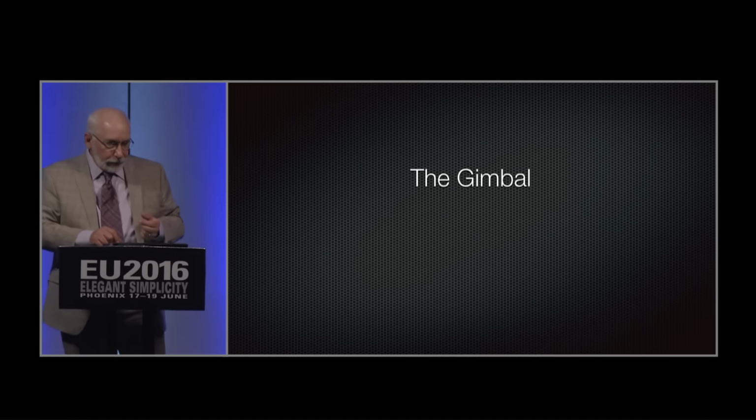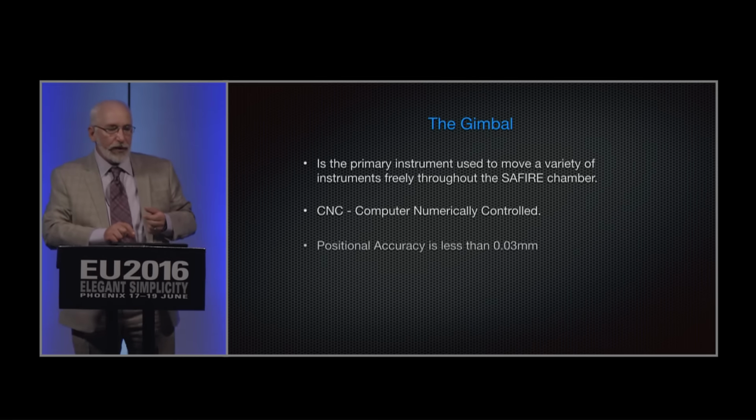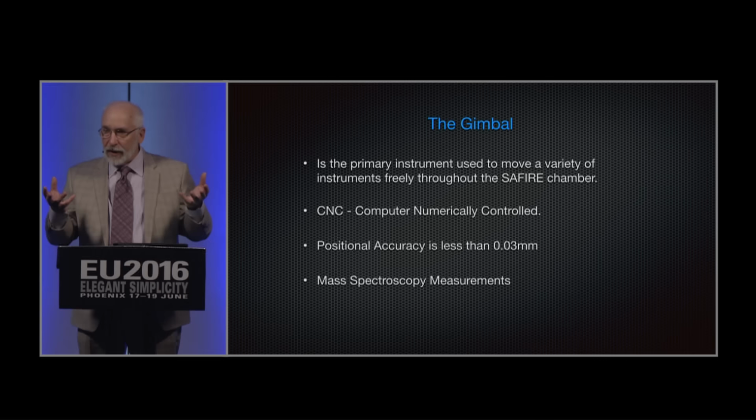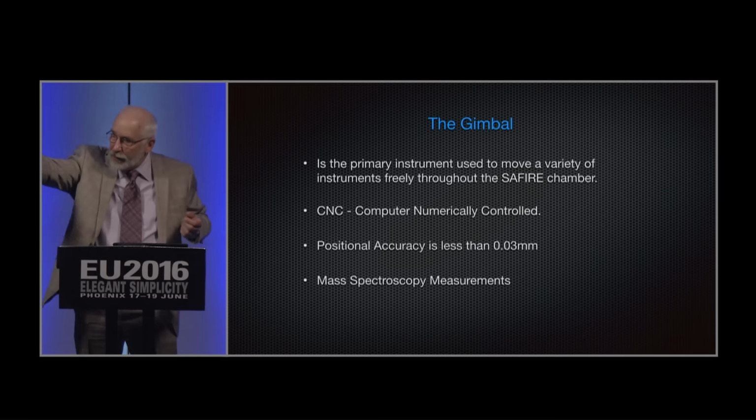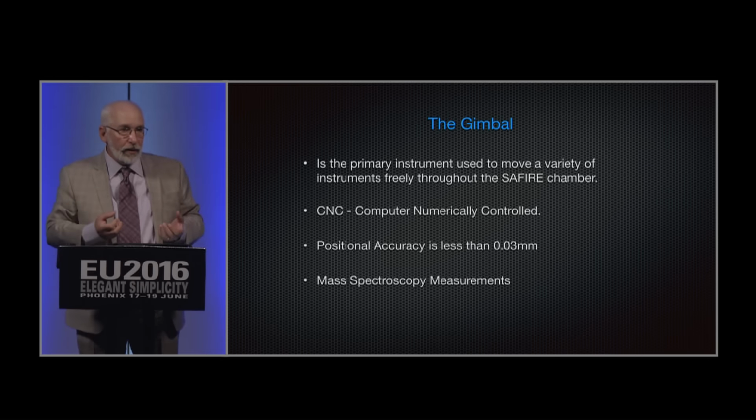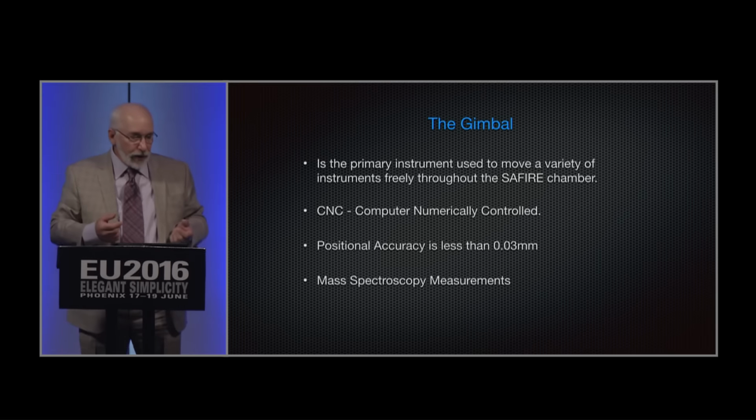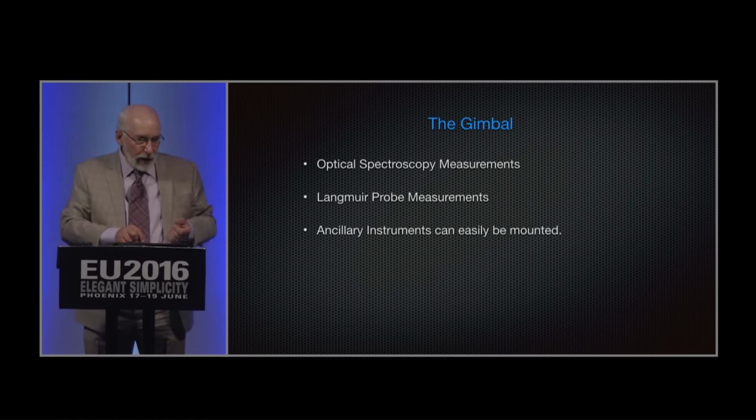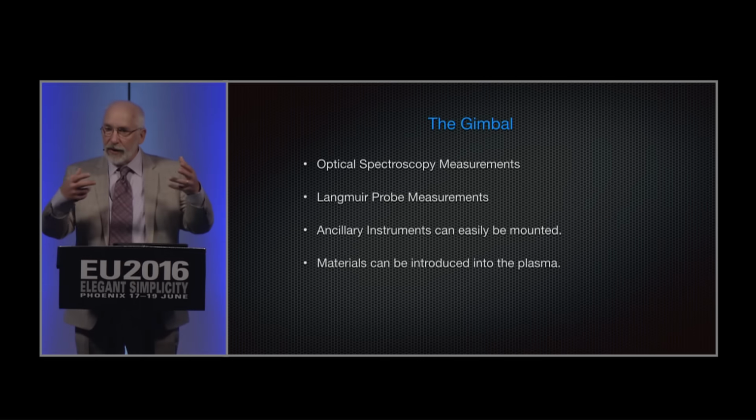And the gimbal, as some of you know, is a primary instrument to use to move a variety of instruments freely through the SAFIRE chamber. It's CNC, computer numerically controlled. We have position accuracy to almost a thousandth of an inch, which means we can move the Langmuir probe through some of the double layers that we've seen and start to examine possibly Birkeland currents and diagnose what's actually going on there. Maybe we can get some answers as to why there is charge separation. Optical spectroscopy, Langmuir probe measurements, and other instruments can be added and put into the gimbal.